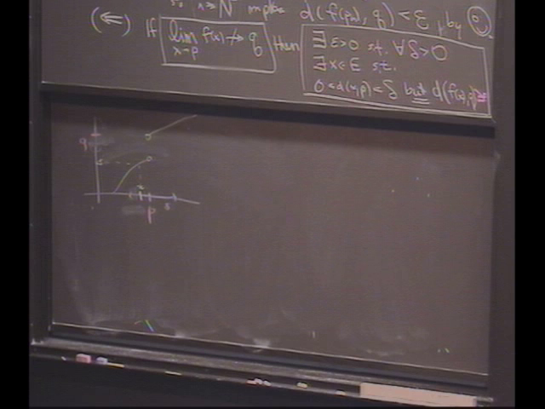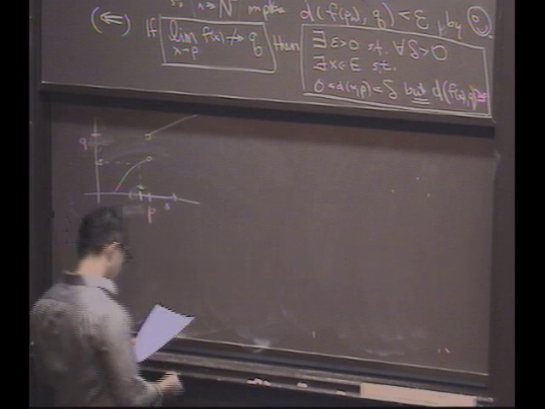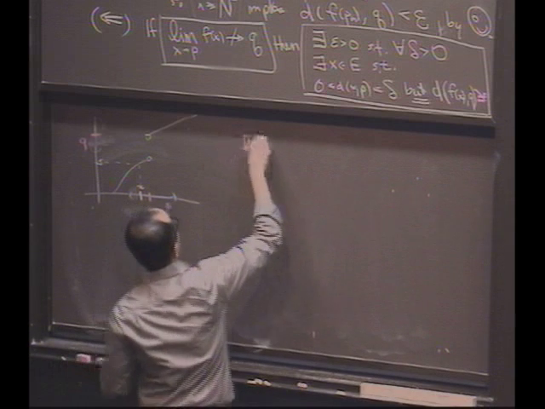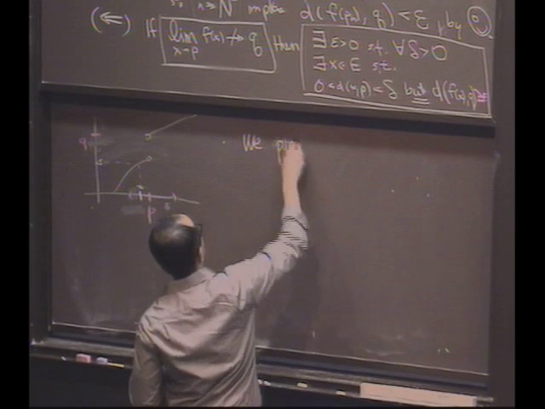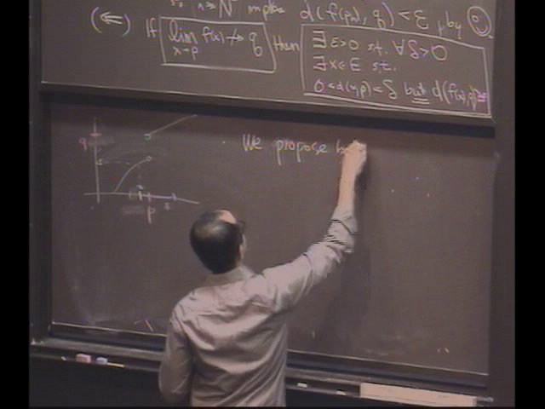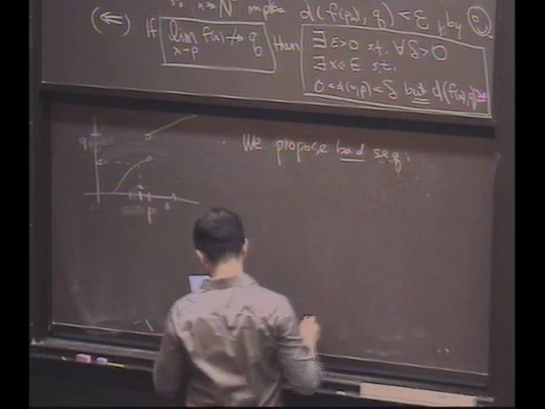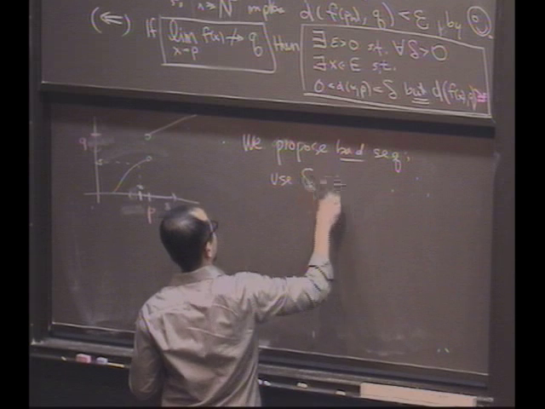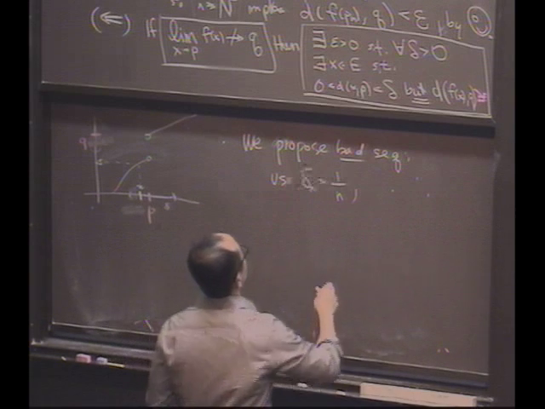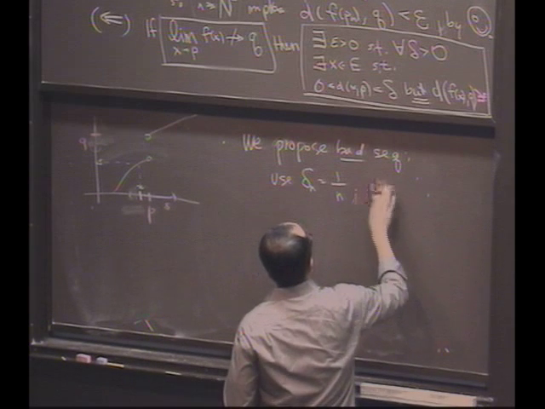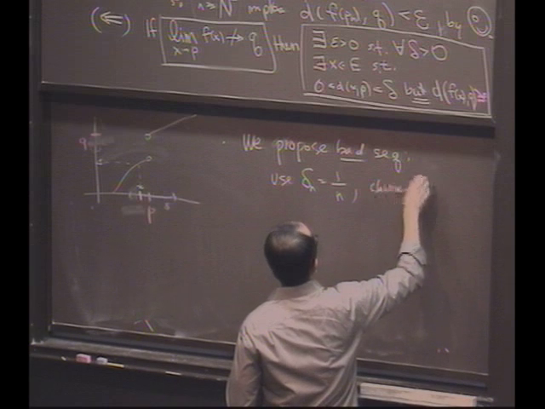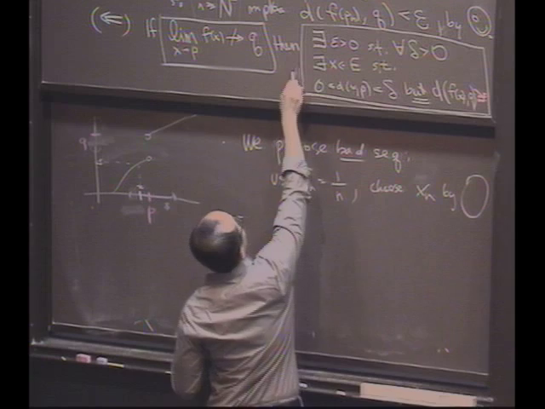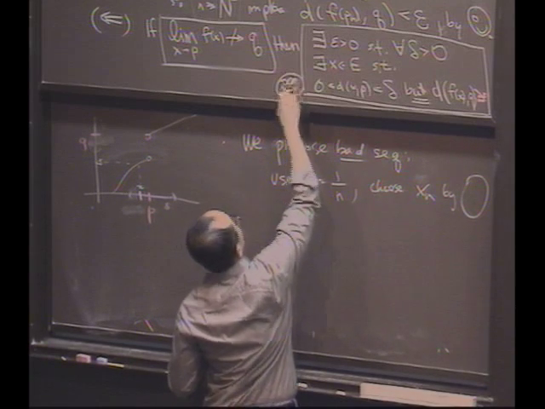Deltas? Good. Smaller and smaller deltas. That's nice. Here we go. So we'll find a bad sequence. We propose a bad sequence. This one's bad. Here we go. Let's use delta n equal 1 over n. There's smaller and smaller. And choose x sub n by this condition, which I will call triple smiley.